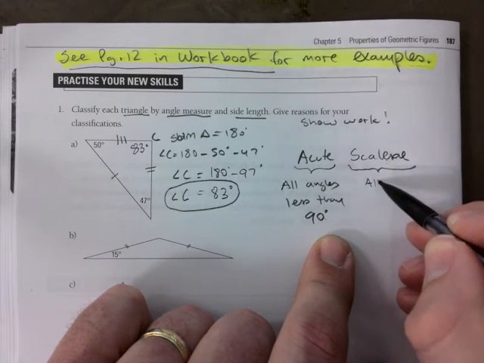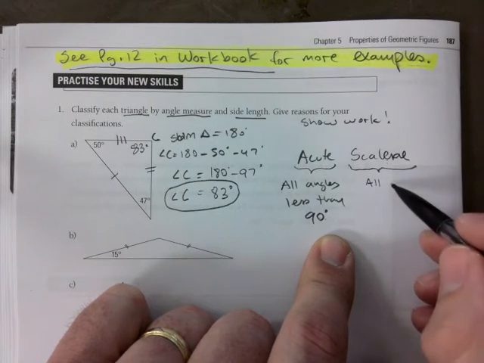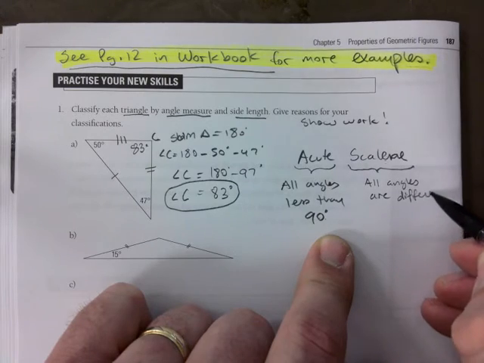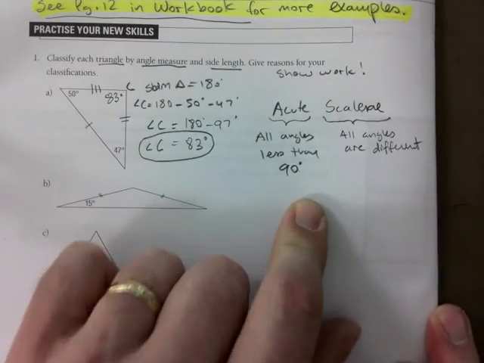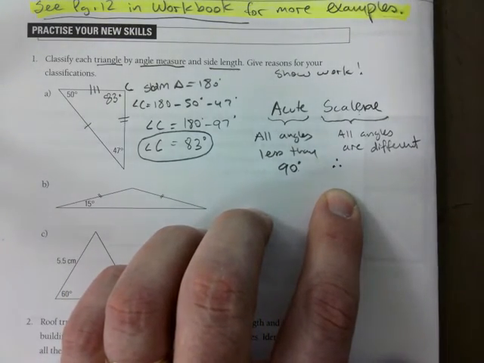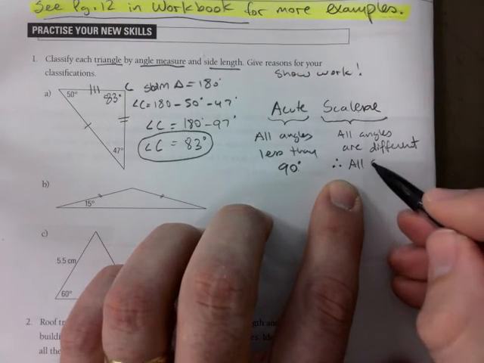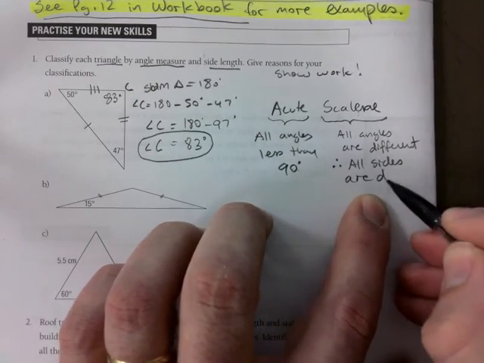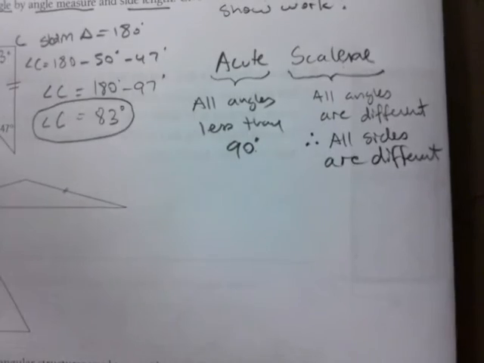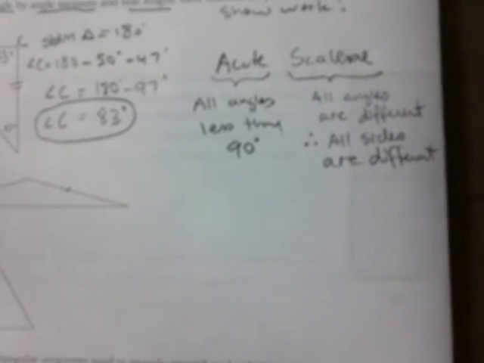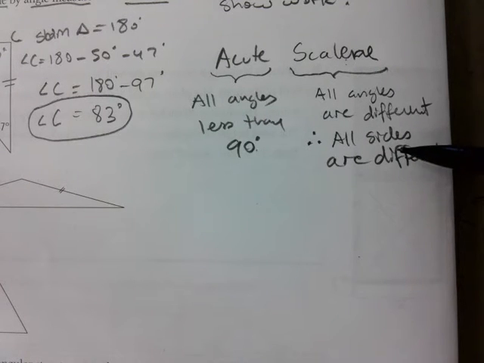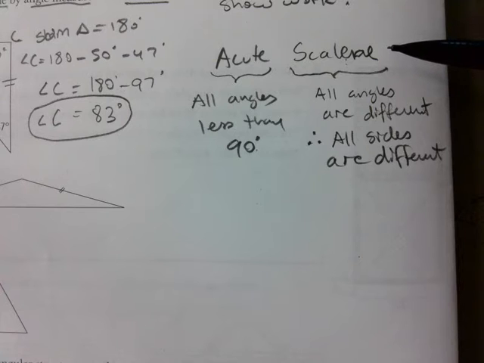Scalene, this seems contradictory, but all angles are different. And you know what in math, therefore is like a triangle, three dots like that. Therefore, all sides are different. Let me zoom into that so you can copy that. All sides. This is the observation I made, and I concluded this. Therefore, I was able to say that this is scalene when it comes to side length.